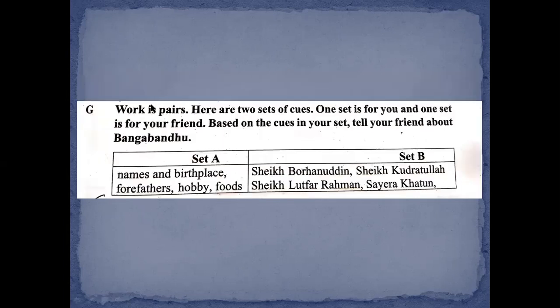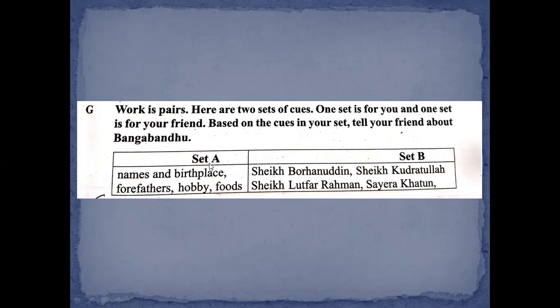Now, section G, work in pairs. Here are two sets of cues. One set is for you and one set is for your friend. Based on the cues in your set, tell your friend about Bangabandhu. Set A: names and birthplace, forefathers, hobby, foods. And set B: Sheikh Burhanuddin, Sheikh Kudratullah, Sheikh Lutfur Rahman, and Saira Khatun.